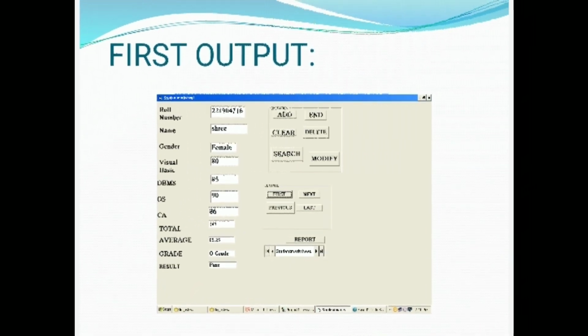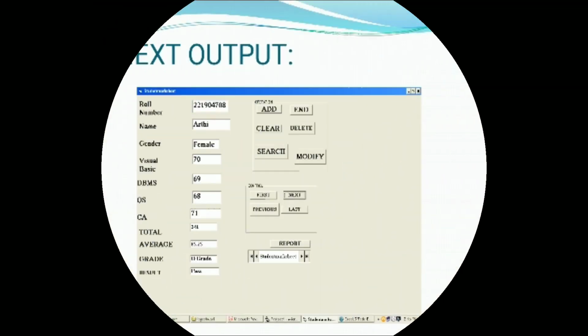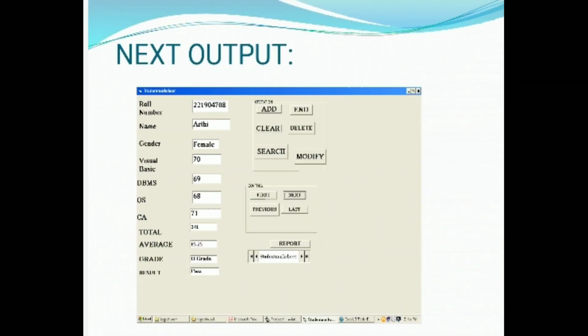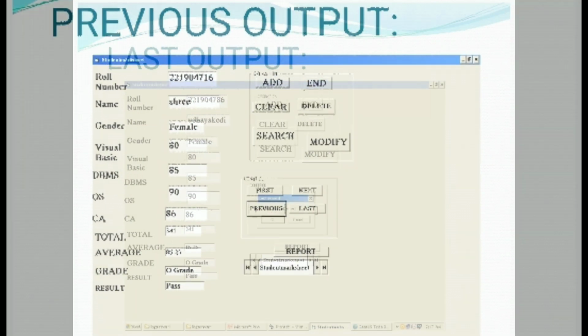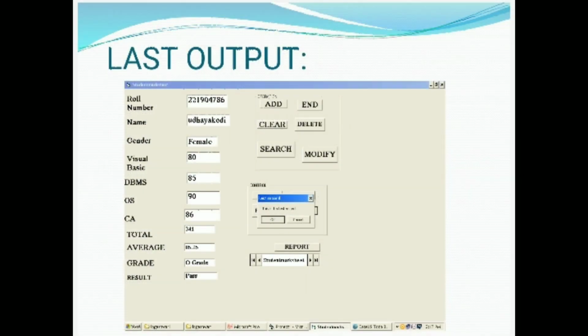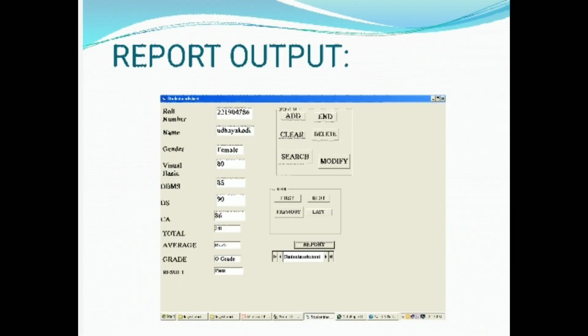Now we are going to check the output for controls. Click the first command button. The first mark sheet will be shown. Click the next command button. The next mark sheet will be shown. Click the previous command button. Again this 3 mark sheet will be showing. Click the last command button. The last mark sheet Udayakode is showing. So yes, we have checked all the outputs for all the operations and controls.